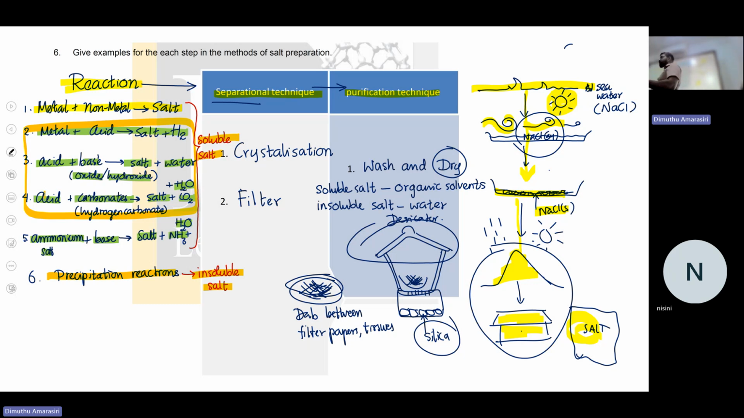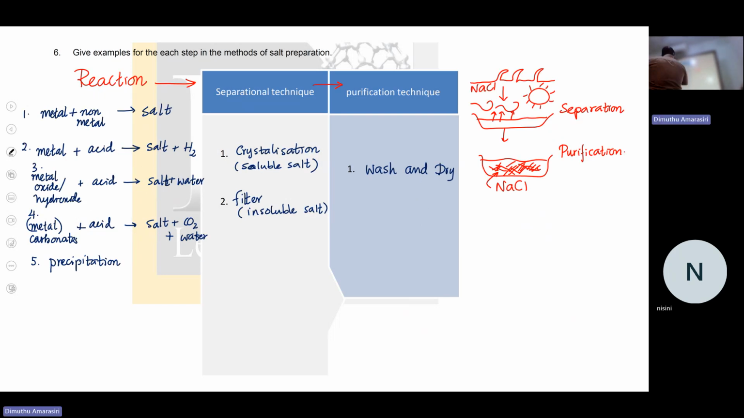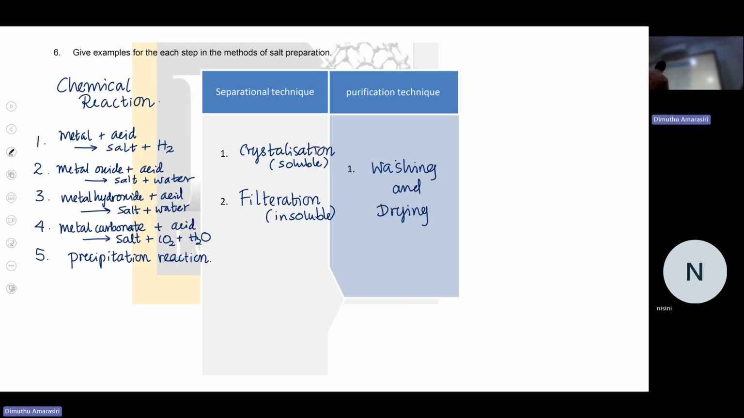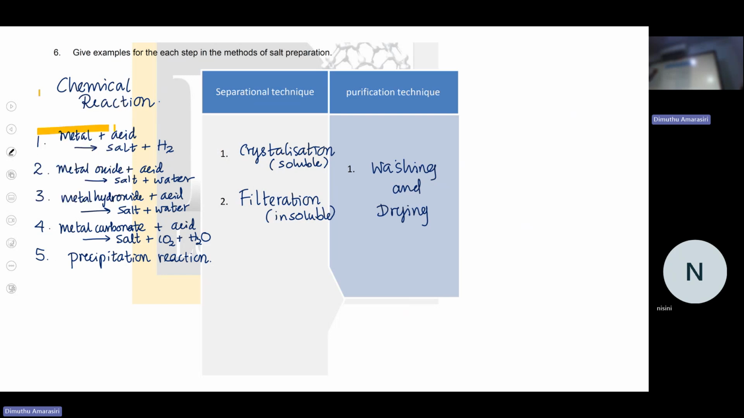There are 2 methods. We'll be watching some videos and understanding, and you'll be having hands-on experience in the coming week. Right? Okay. So let's put this summary again. So this is basically the summary. These 5 reactions. Now I'll emphasize the fact that if you are to prepare soluble salt, you can choose any of those 4 reactions. This is for soluble salt.